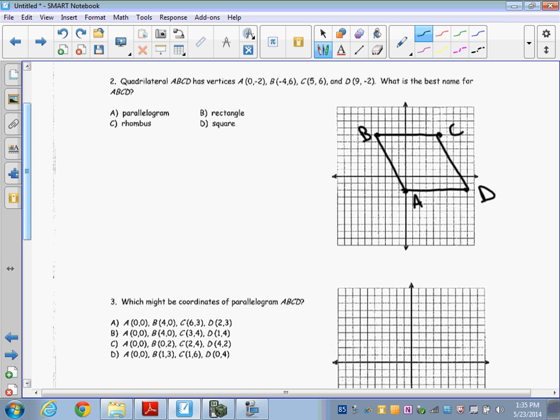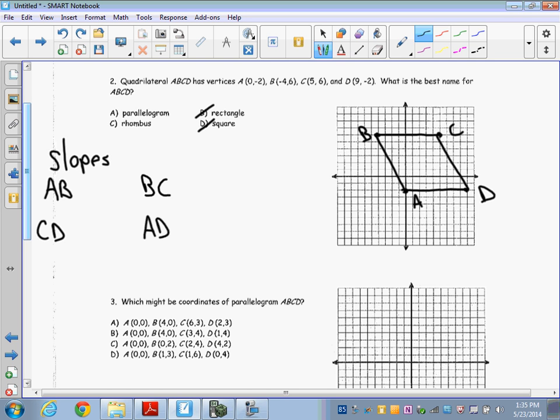So just based off of this picture, I can eliminate some things. I know the answer is not a square or a rectangle. There are no right angles there. This is something with a graph. You have to figure that out. So are the sides parallel? Let's start there. Let's find the slopes of AB, CD, BC, and AD.